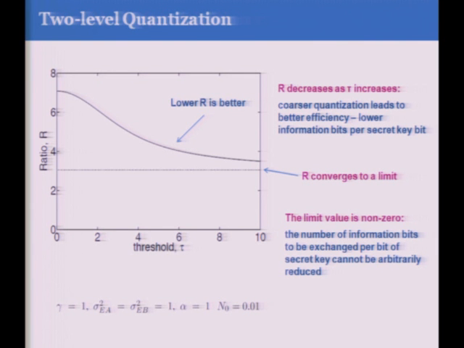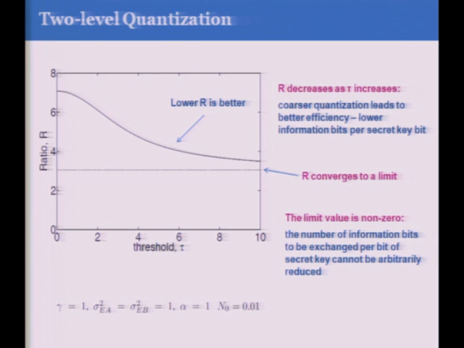There are three important observations that you make from this. First is that R decreases as tau increases. On one hand, it's intuitive, because if you're increasing tau, you're making your quantization very coarse, so there are fewer errors between A and B. But you are also decreasing the amount of key that you can generate. This happens in a favorable manner, so that the amount of message you need to exchange per bit of key is actually going down.